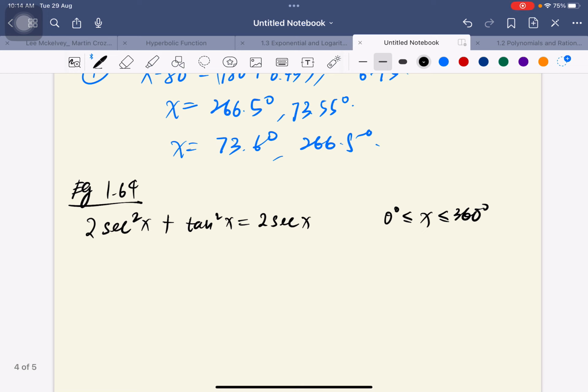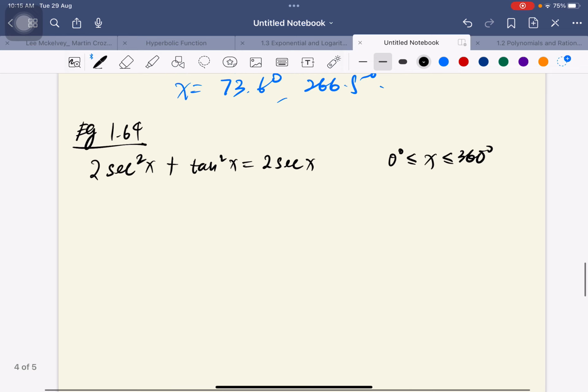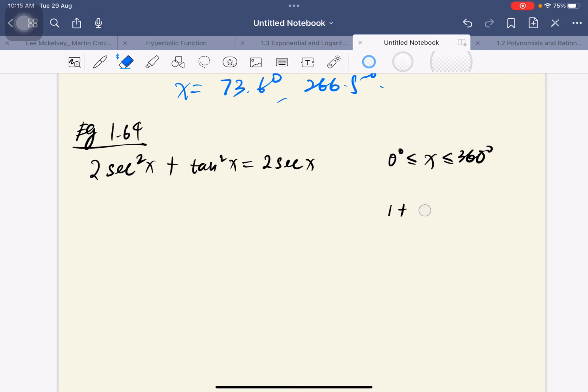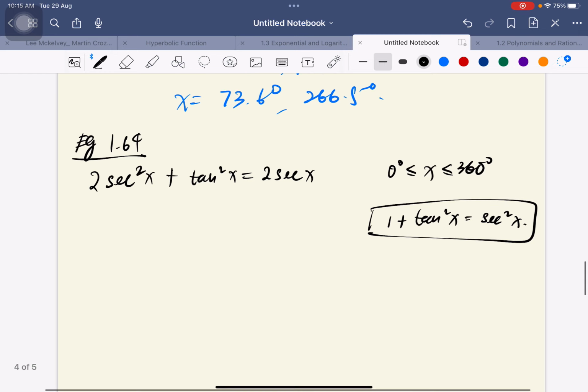Okay, so what we're going to do is, if you can notice this pattern, when secant squared and tangent squared appear in the same equation, usually we are going to apply this identity: 1 plus tangent squared x equals to secant squared x. We will somehow use this. So you see, everything is in terms of secant squared and tangent squared now, but there's only one tangent squared, which means we can just get rid of tangent squared and substitute it with our secant squared.